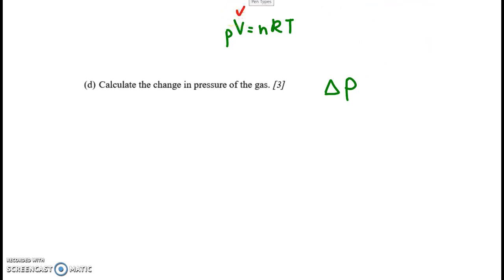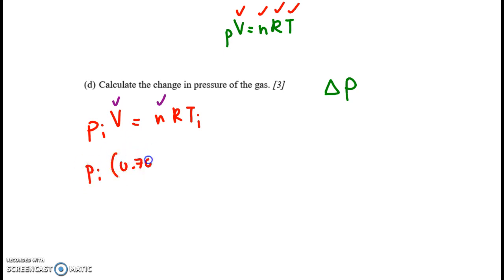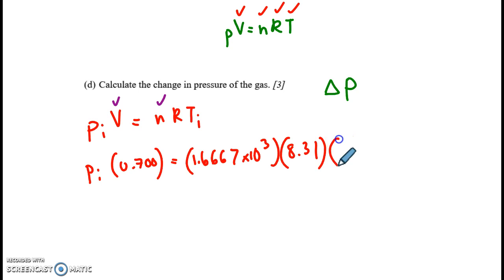We know the volume initially. We know the number of moles. Hey, we know the ideal gas constant, and we know temperature, so we can easily find the initial pressure. We simply use the equation. This stays the same, and n stays the same, but the temperature changes from some initial value to some final. So I plug in 0.700 meters cubed. Check your units. 1.666 repeating times 10 to the 3 moles. R, we look up in our data booklet, it's 8.31, and the initial temperature was 600 Kelvin.